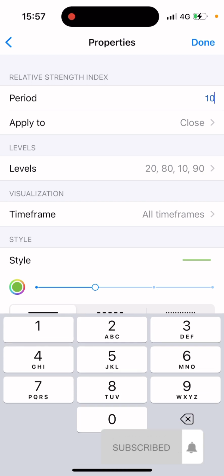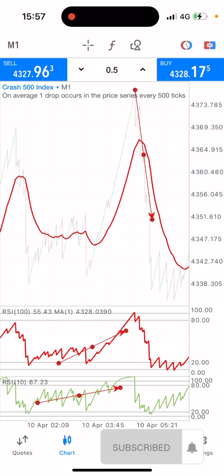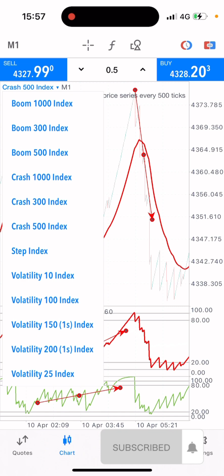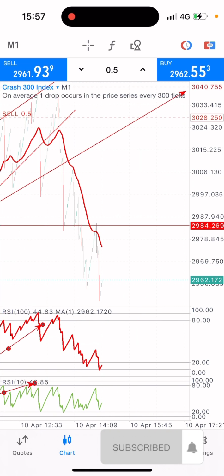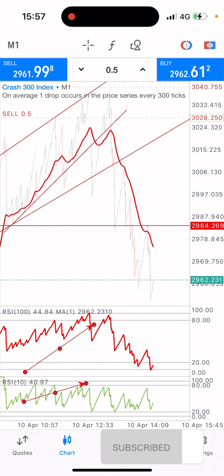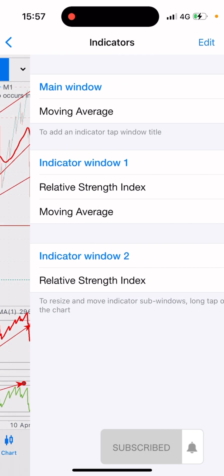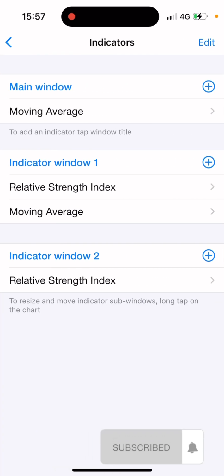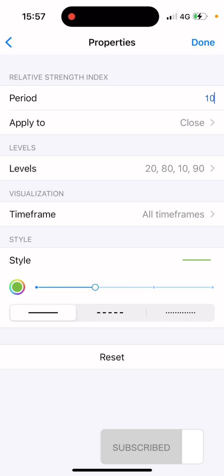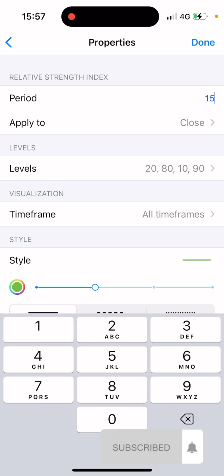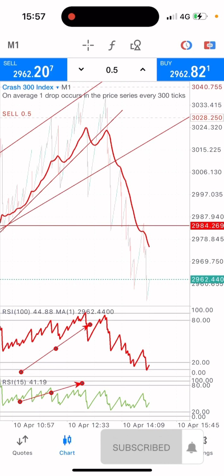When you want to analyze on crash 300, you just quickly come here and put level 10. Then you do this. Then you go to your crash 300 and see where the price is and see what's going on, right? After that, when you want to go to boom 500, boom 1000, and crash 500, you just come here and put the 5 and click on done. That's you good, all right?